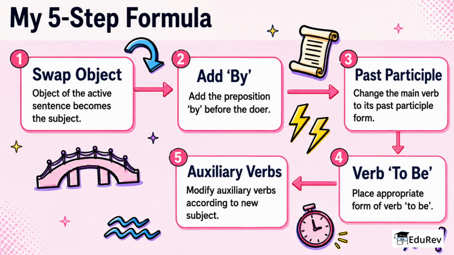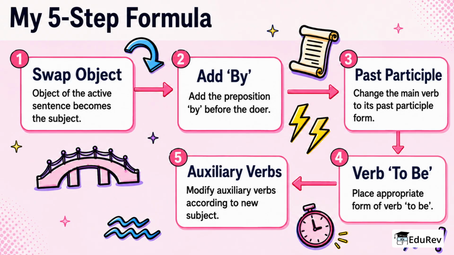Okay, here's my personal 5-step checklist. First, the object becomes the subject. Second, I add the preposition by right before the doer. Third, I always change the main verb to its past participle form. Fourth, I add an appropriate to be verb. And fifth, I modify any auxiliary verbs if I need to.